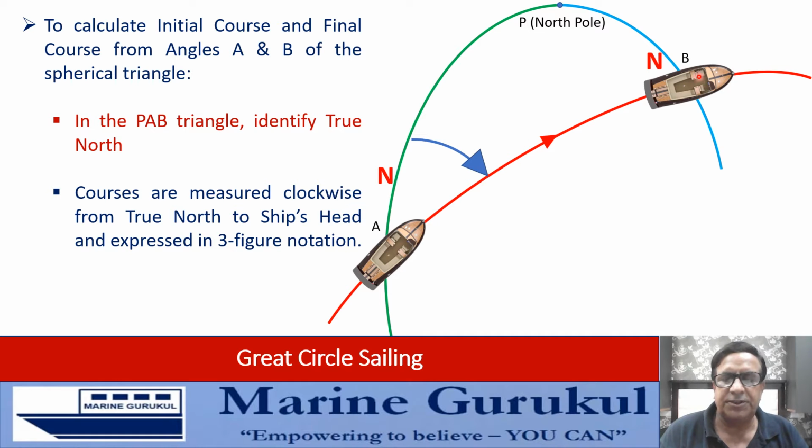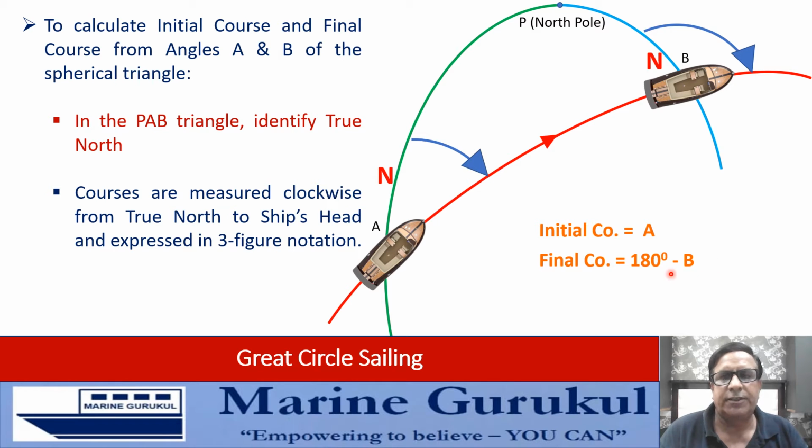Now when the ship reaches B, again from the north, we go clockwise up to the ship's head, and this blue arrow represents the final course. But when you solve the triangle, you are not getting this angle. What you are solving is internal angle B. So we can see in this case, the final course shall be 180 minus angle B. In this case, initial course is equal to angle A and the final course is 180 degrees minus angle B. So this is how A and B are used to evaluate initial and the final courses.